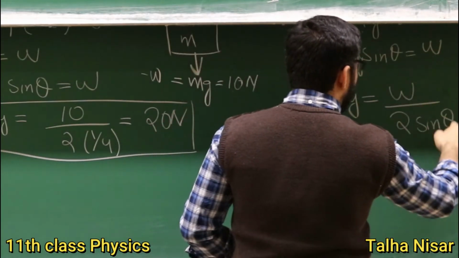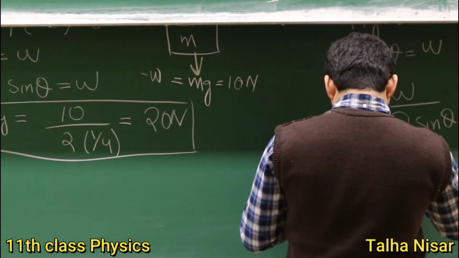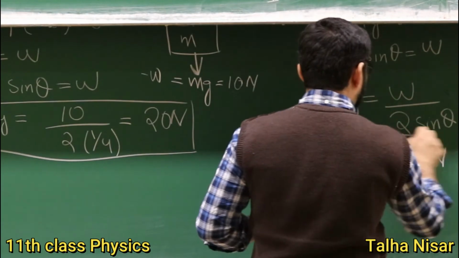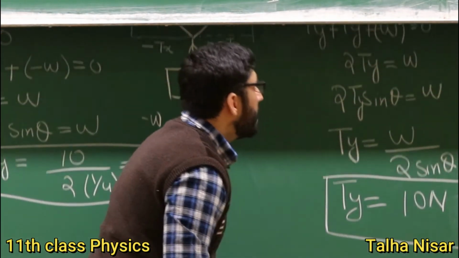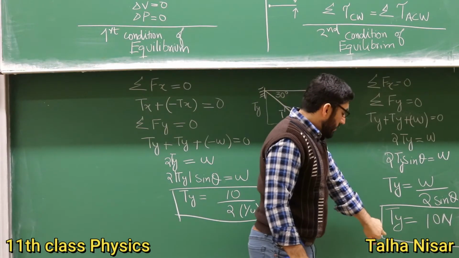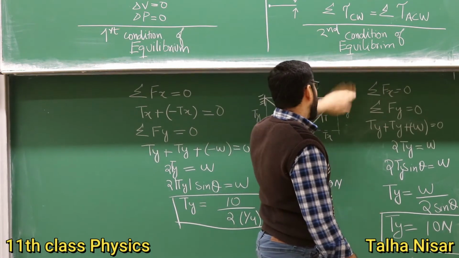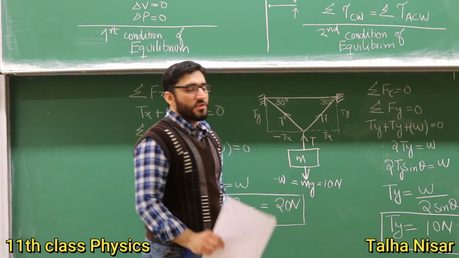so we will get 10 newtons here. So what we see here is that if we increase this angle, the tension will decrease. If we increase the angle, the tension will decrease, and if we further increase the angle, the tension in the string will break.